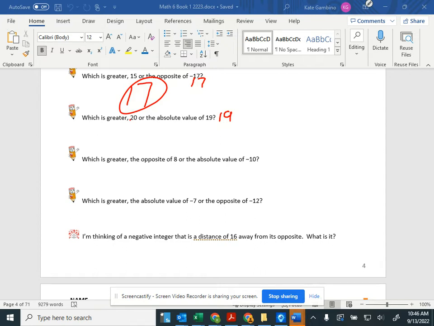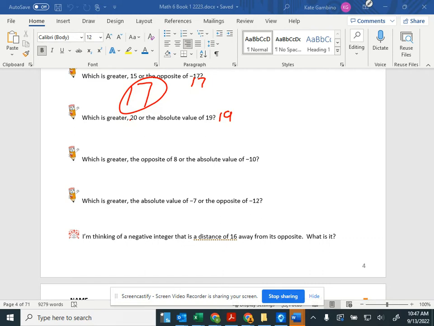Who has a question? Who can ask me? Let's see if we can come up with a question based on today's work. Can anybody think of a question to ask? Matthew. What is greater, the absolute value of 8 or the opposite of negative 10?